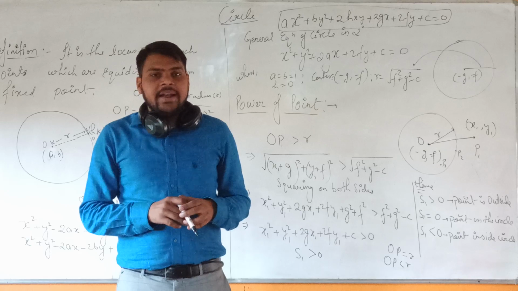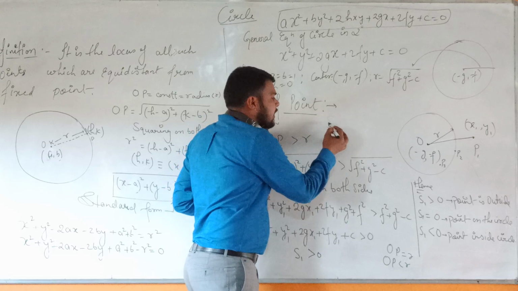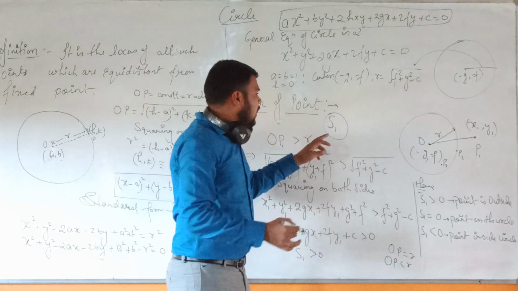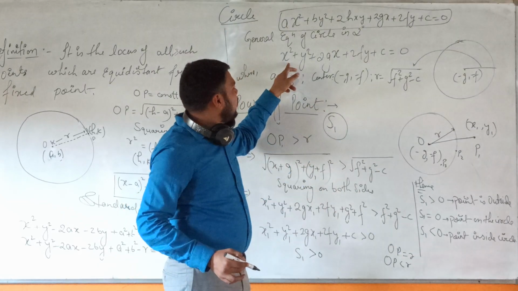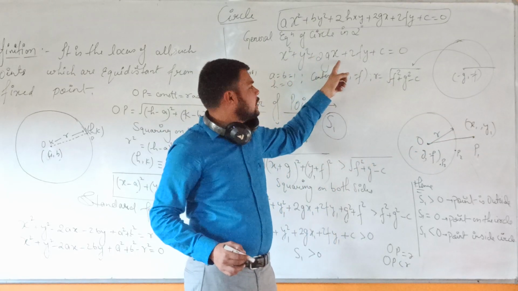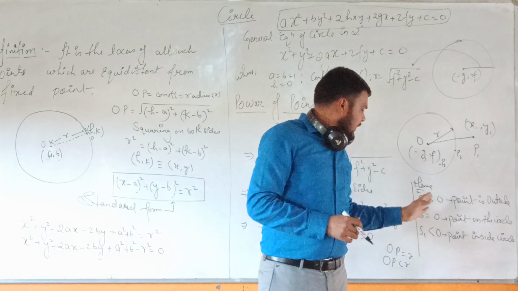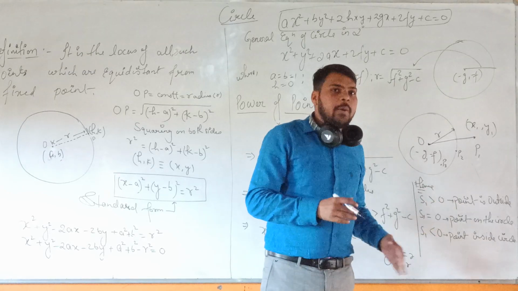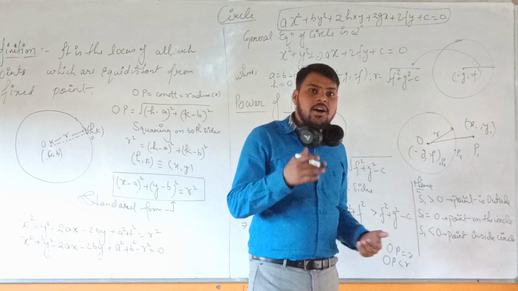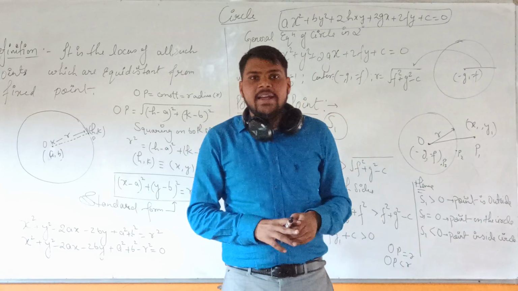So what we conclude here is that the power of a point is nothing but putting the point in the circle equation. S is the equation of the circle, so S1 is putting the point in the equation of the circle. Let's say this point is x1, y1: x1 square plus y1 square plus 2gx1 plus 2fy1 plus c. Just get the value and compare: greater than 0, equal to 0, or less than 0. If after substituting you get a value greater than 0, the point is outside. If you get equal to 0, the point is on the circle, and if you get less than 0, the point is inside the circle.